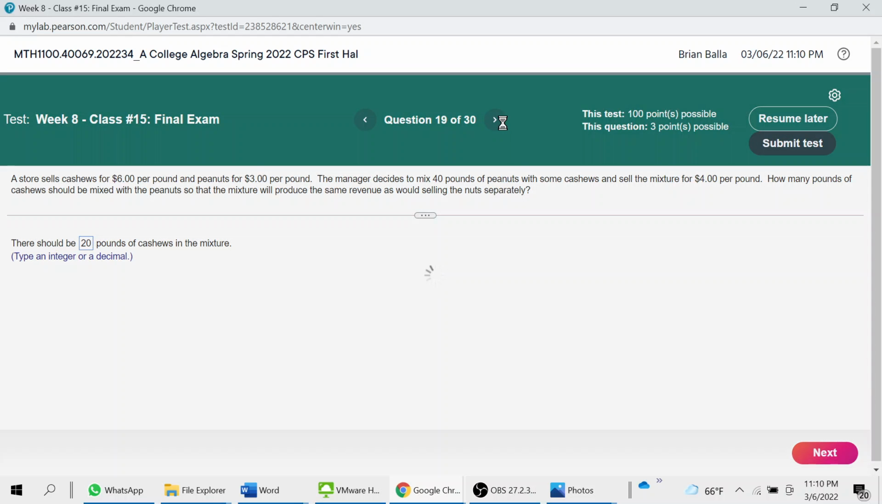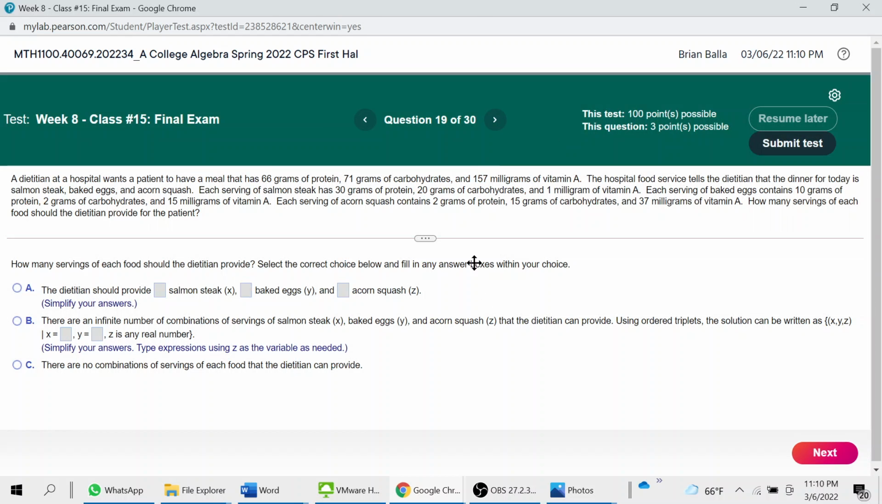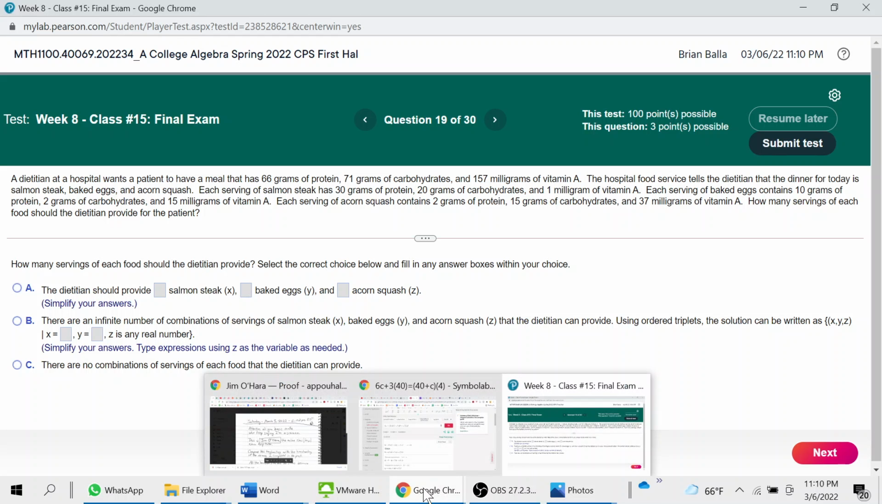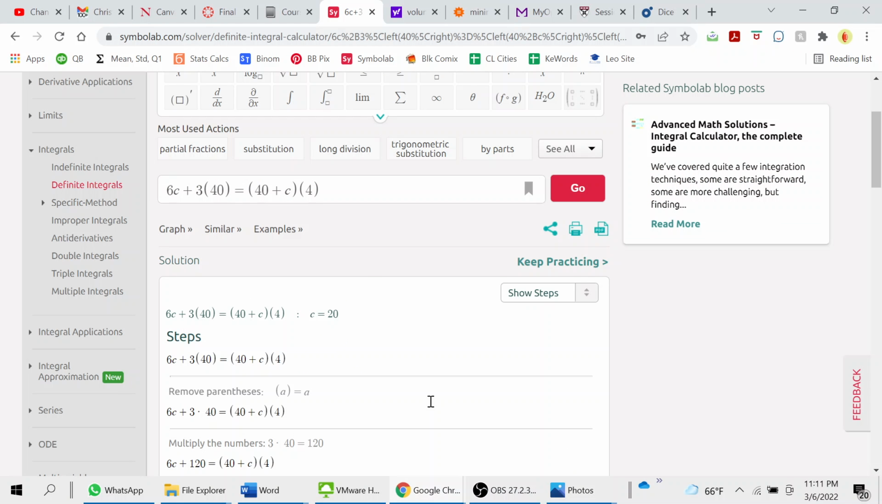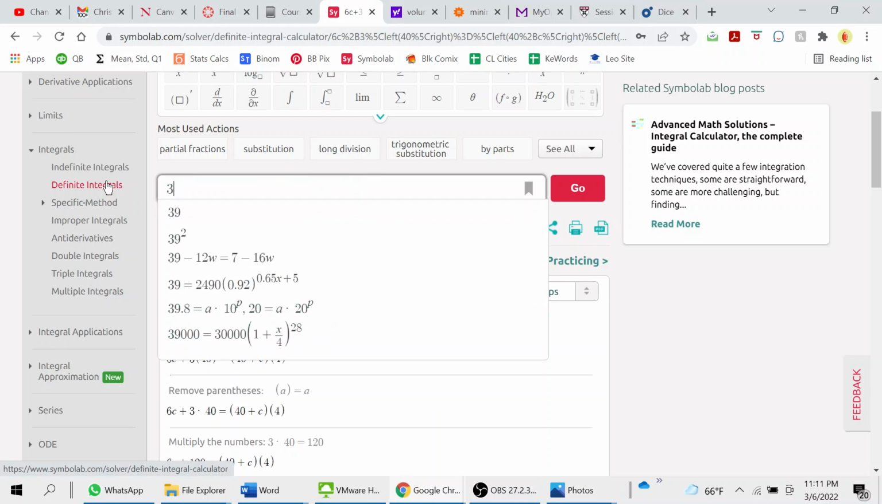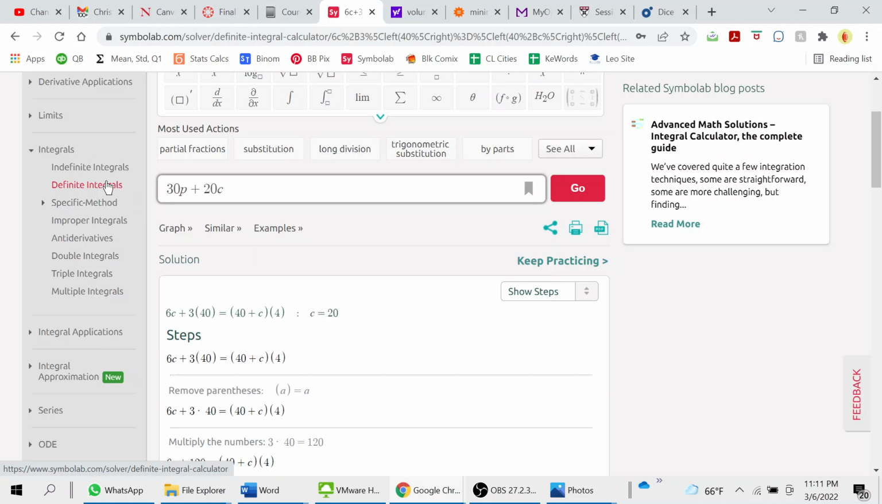Okay, great. 19. Oh boy, this looks complicated, but I can handle it. A dietitian in the household wants to have a meal with 66 grams of protein. Okay, 7 carbohydrates, okay. 30p, 20c, 1a.